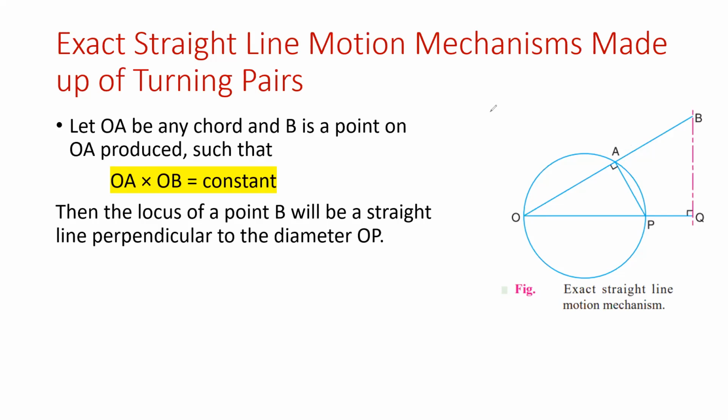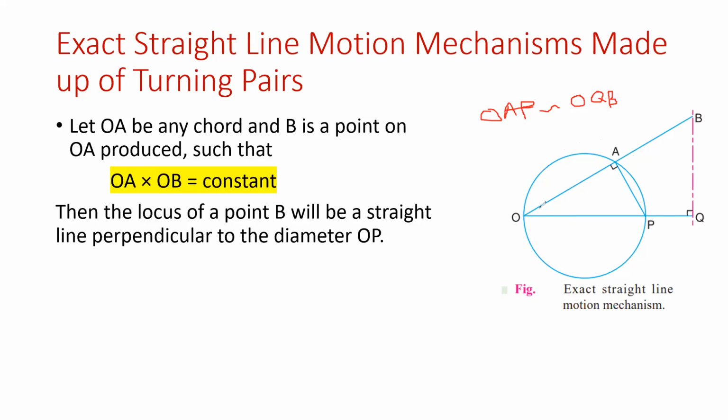Which are those triangles? Triangle OAP will be one triangle. This triangle will be similar to triangle OQB, where there is a 90 degree angle. Why are these two triangles similar?